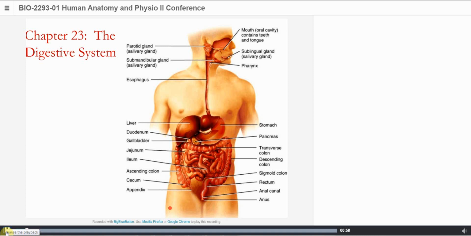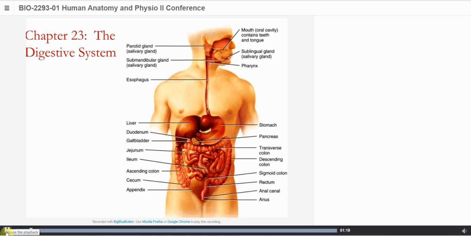Then you have 6 accessory organs. There are 3 accessory organs in and around the mouth, or types, classifications of organs. You have 6 salivary glands. There are parotid, submandibular, and sublingual, right? You also have your teeth and your tongue.